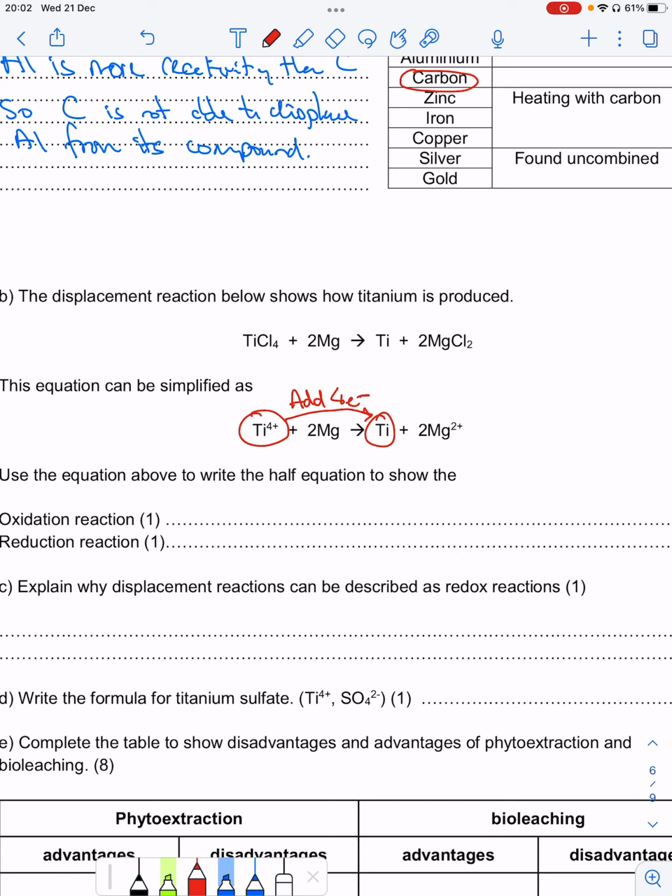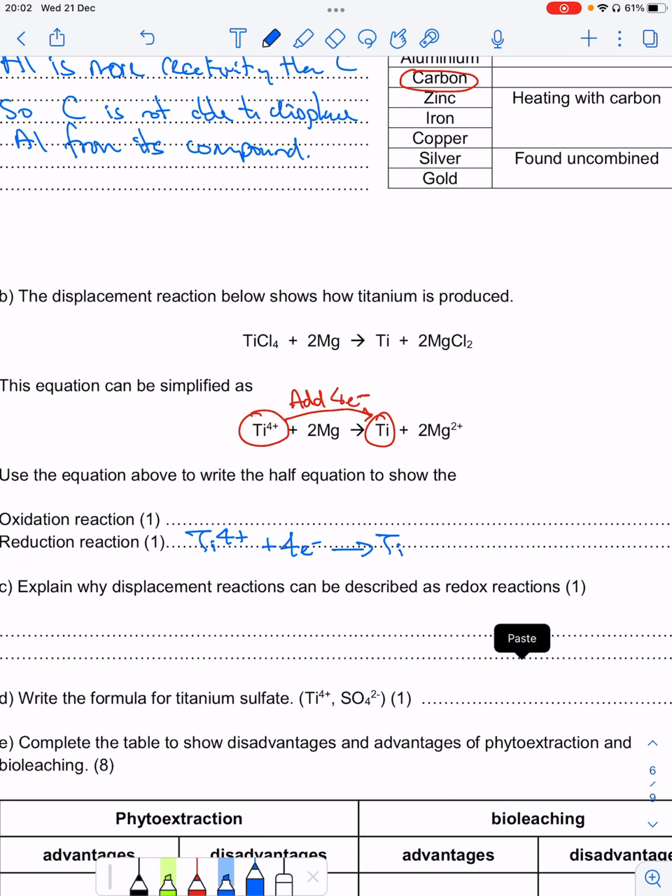So let's put it into an equation. So remember, this is adding electrons, gain electrons is reduction, okay? So reduction reaction, we are taking titanium, 4+ ions. How many electrons does it need to add? 4 electrons, and it will form titanium, and that is reduction.